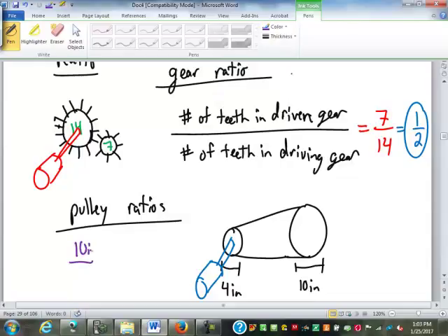The 10. If I cut the belt, that's the pulley that stops right there. That's the driven pulley. So the 4 goes on bottom. That's going to reduce. Inches cancel out. It reduces to 5 to 2.